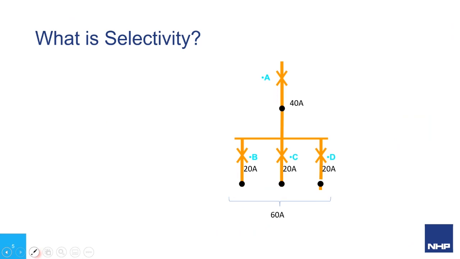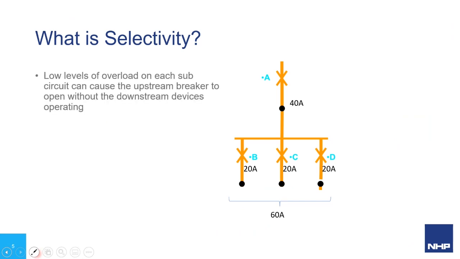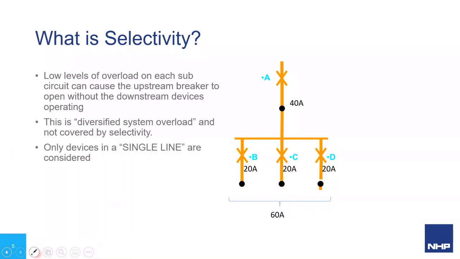When we're discussing time current selectivity at low levels of current and an upstream breaker tripping due to overload of the downstream system, we're talking about a different issue. We're normally talking about a diversified system overload, and this is not covered by selectivity. Selectivity only refers to devices in a single line or a series circuit.